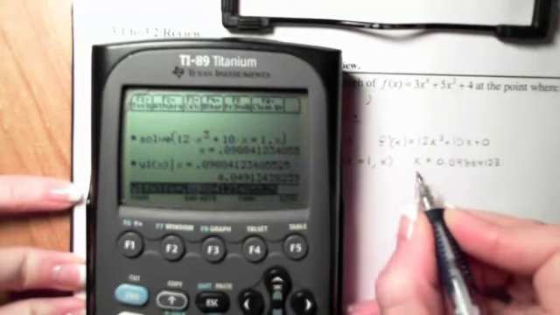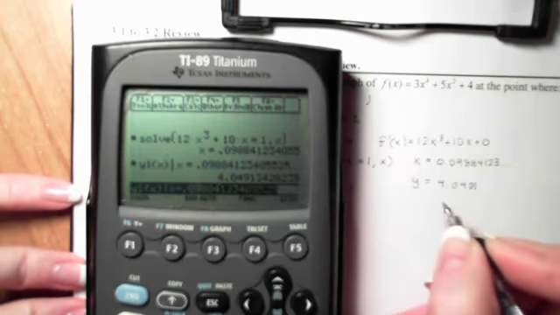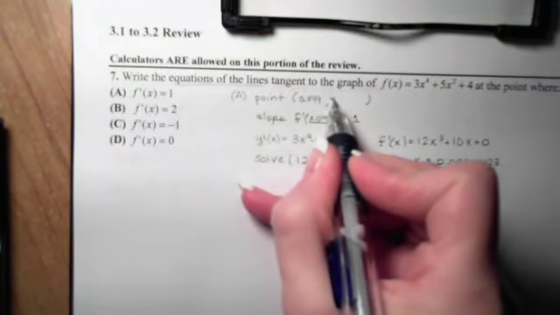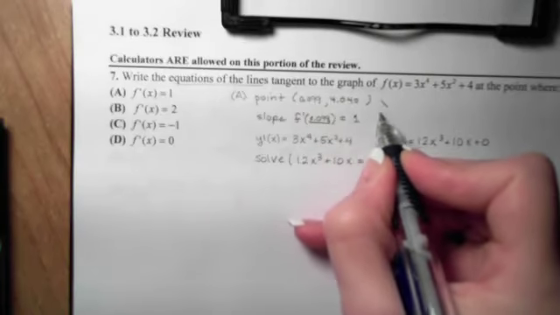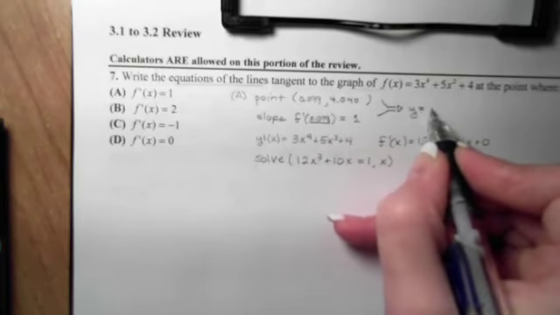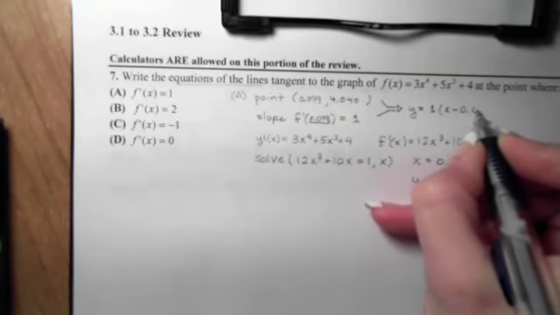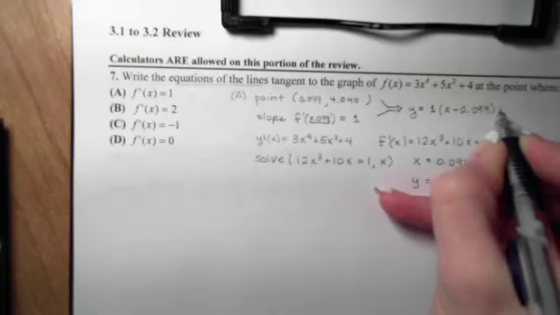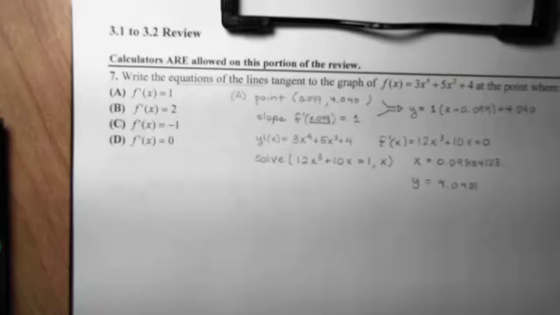So y equals 4.0401. Again, I need 3 decimal accuracy, so I will write down my y coordinate is 4.040. And then I'm going to create the equation of the line. So the equation of the line is y equals my slope times x minus my x coordinate plus my y coordinate.